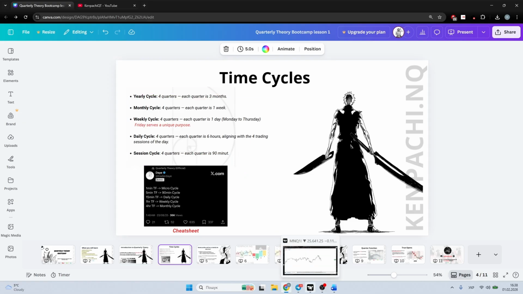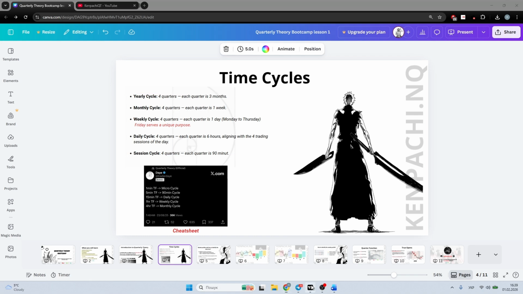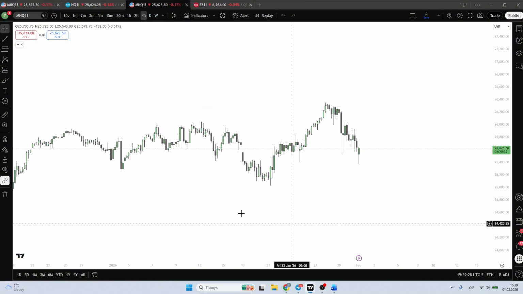So let me show you an example. Let's start from the cheat sheet that you can see here. The 4 hour time frame is the monthly cycle, the 1 hour time frame is the weekly cycle, 15-minute time frame is the daily cycle, 5 minute time frame is the 90-minute cycle, 1 minute time frame is the micro cycle. So again, 4 quarters per monthly cycle, each quarter is 1 week. You get on the charts.